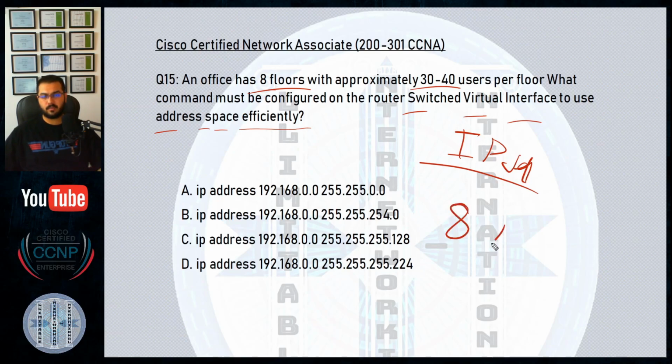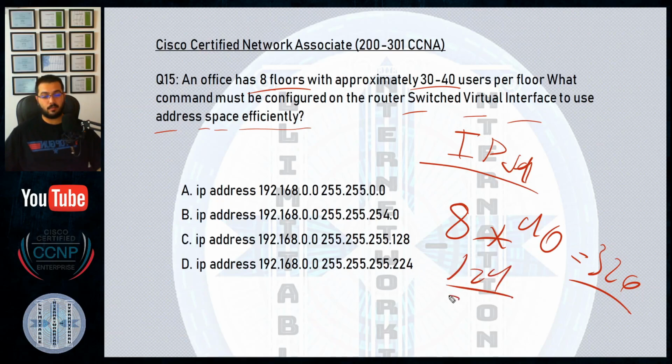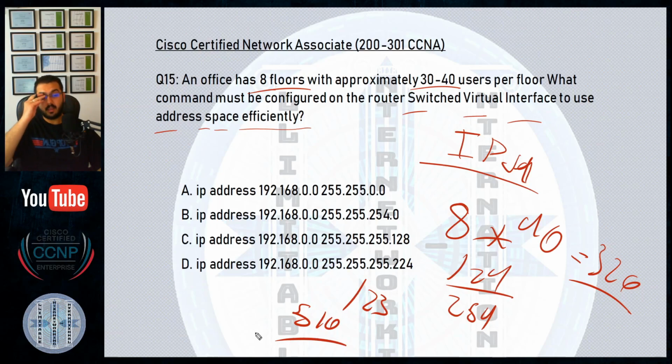So the office is of 8 floors. Each floor has a maximum of 40 users, so that will be 320 hosts. If we use the subnet that is /24, that will give me 254 valid IP addresses. If we use /23, then that will give me 510 valid IP addresses. So this will be enough and exceeds. This is /16? No, not at all. This is a big waste. This will be /23. Yes.